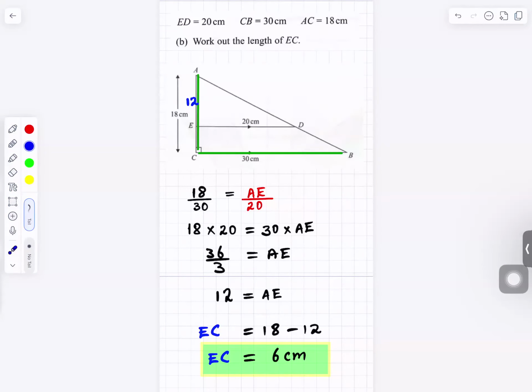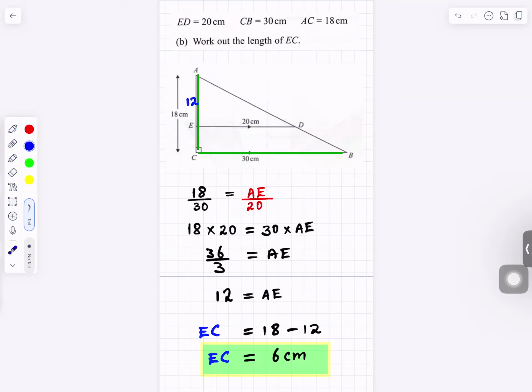And for part B, they've given you ED is 20, the other one CB is 30, and AC is 18. Work out the length of EC. So we use ratio. 18, the long green one, divided by 30. So the long side there, 18, divided by this long side, 30. It will be the same as AE, the short side, divided by 20.